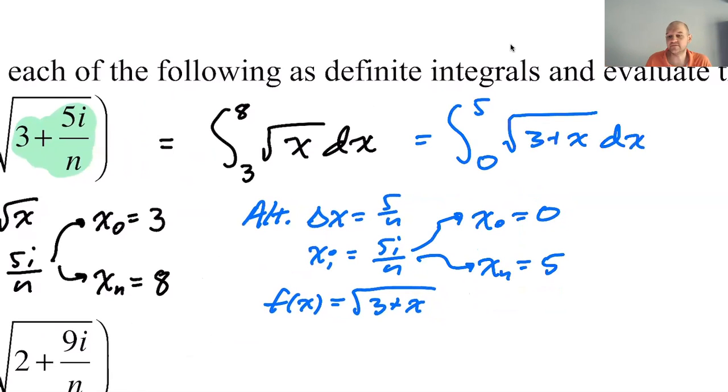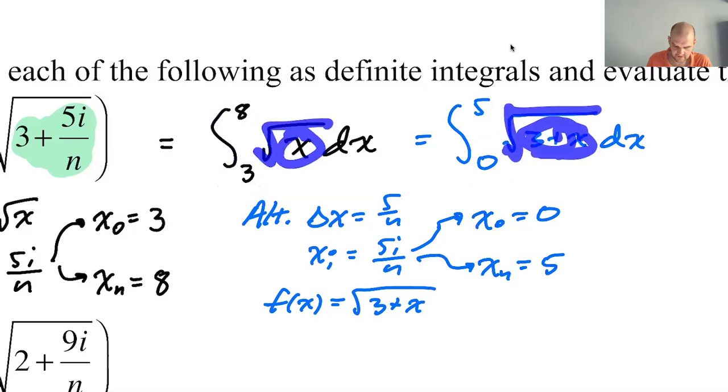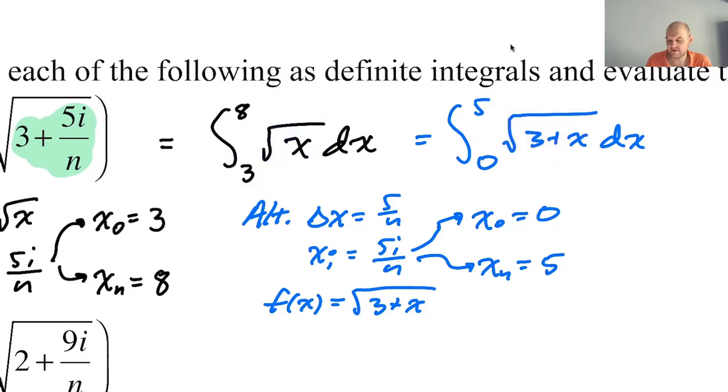What I want you to do is a u substitution on this. Let u equal 3 plus x. If u equals 3 plus x and x is 0, then we get 3. If u equals 3 plus x and x is 5, then we get 8. And then this is the square root of u. And if u is equal to 3 plus x, then du is equal to dx. We get this. So you can write an infinite number of definite integrals that are equivalent by u substitution.